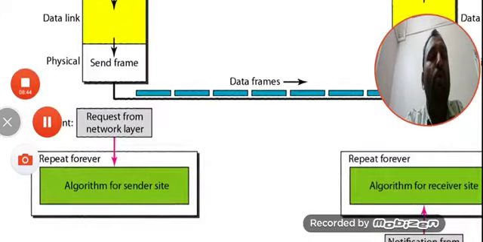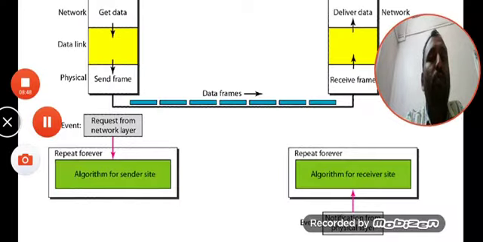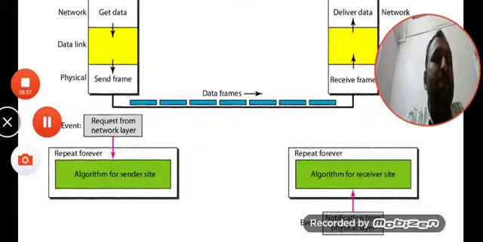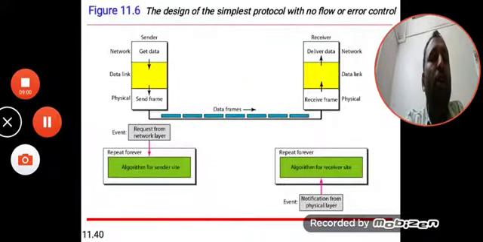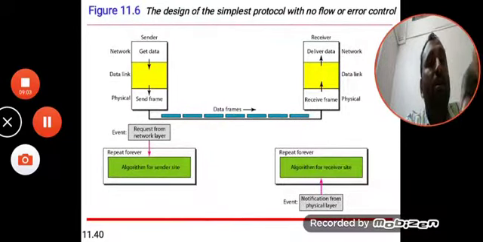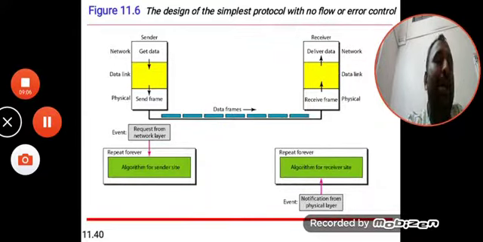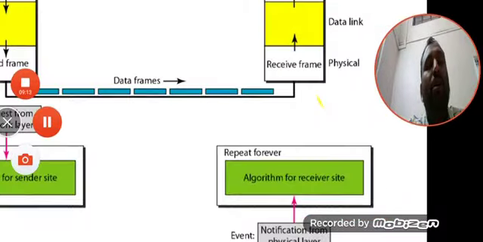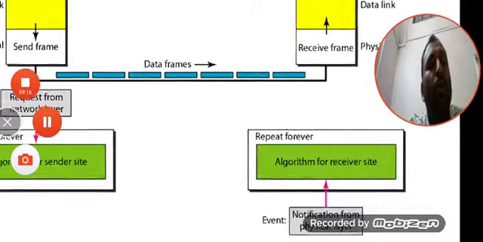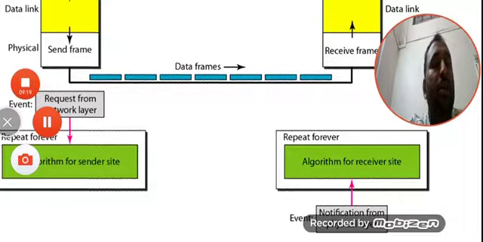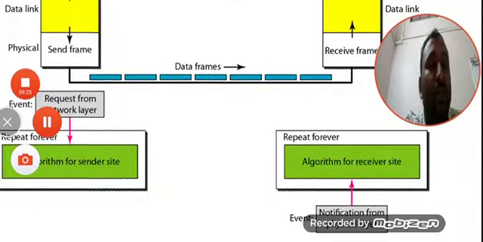If we look at the different events that occur here, there is only one event at the sender, event number 1. There will be a request from the network layer, and once the request is received, the data link layer will start the operation. The data link layer will convert whatever data it received from the network layer into a number of frames, and those frames will be immediately transmitted. At the receiving end, there will be a notification from the physical layer to the data link layer, and then it will start receiving the data. That's it.